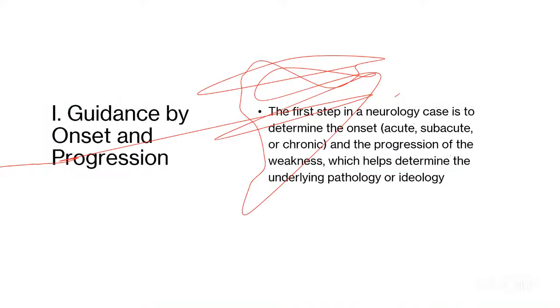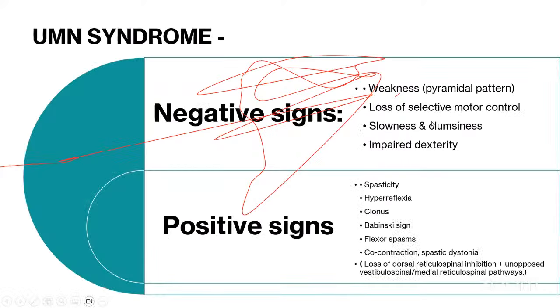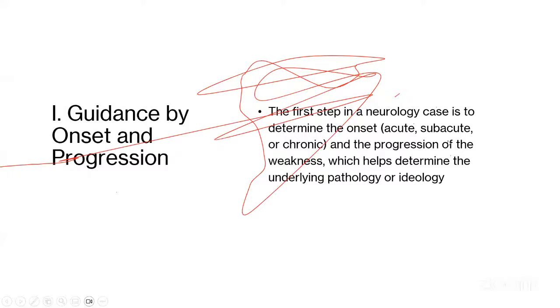So, once we get to know the symptoms like weakness, loss of selective motor control, slowness, clumsiness, or impaired dexterity, the first step will be onset and progression. Onset will help us to determine the cause, whether it's an acute onset, subacute onset, or chronic onset. Once we know the onset, we have to know about the progression of the weakness, which helps to determine the underlying pathology or etiology.